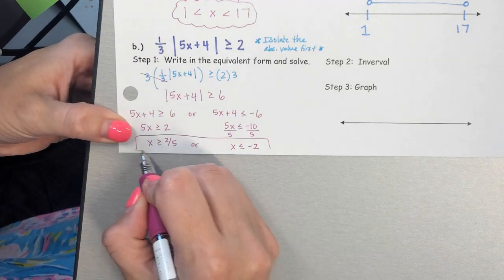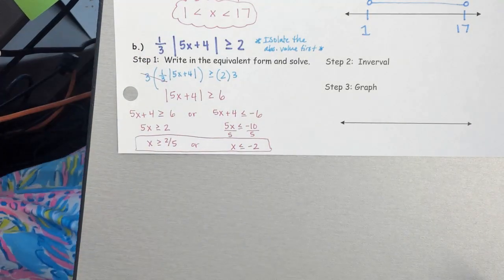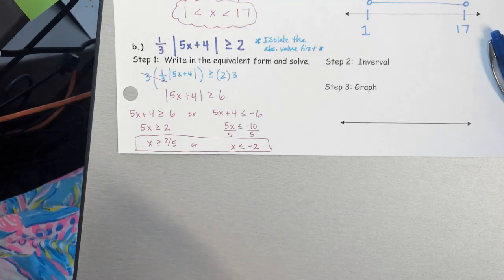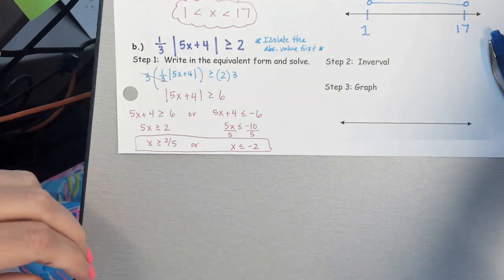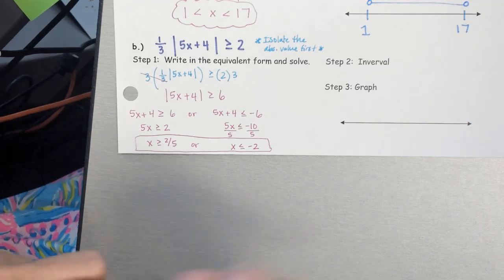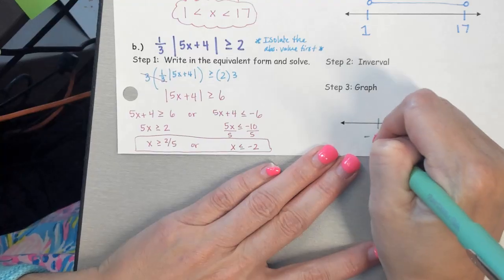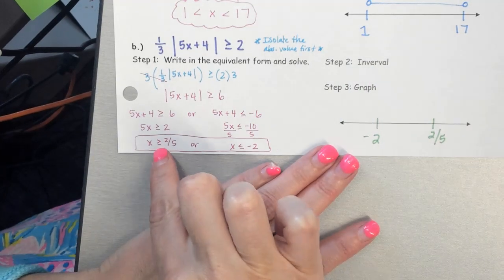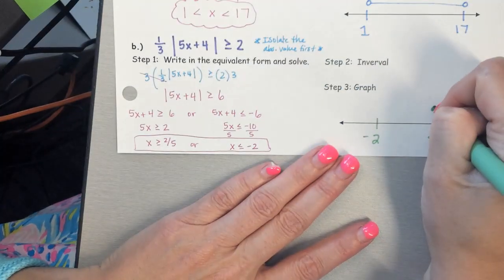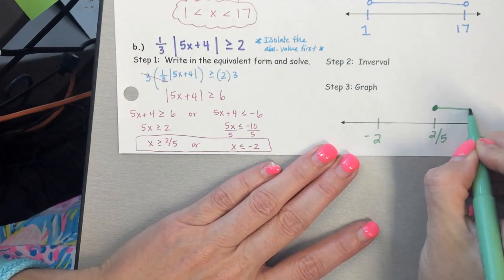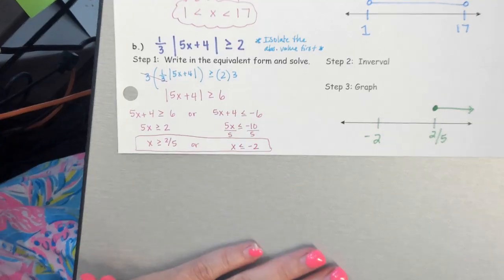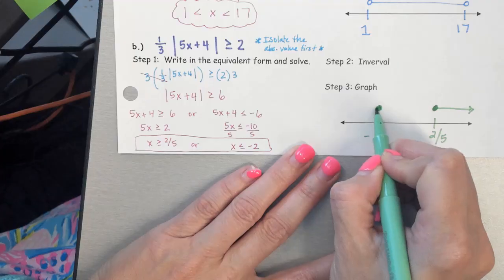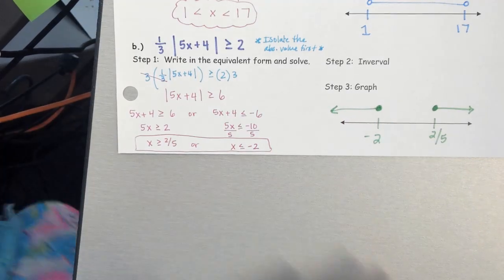Okay, so this is your solution. Again, I would suggest doing your graph first. You have to make sure you put them in the right order. So -2 would go first, then your 2/5. So if x is greater than or equal to 2/5, I have a closed circle, and it includes all the values to the right. At -2, I have a closed circle. It's all the values to the left.